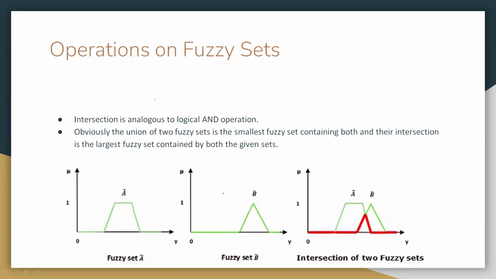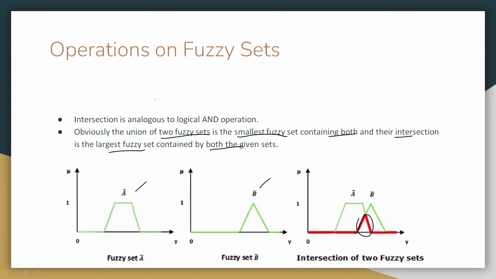So you can see that the union of two fuzzy sets is basically the smallest fuzzy set containing both. And their intersection is basically the largest fuzzy set contained by both the given sets. Containing both means, because it is a union, you need set A as well as set B. Whereas in the other one, whichever is the largest given by both sets together is taken for intersection. Say this is fuzzy set A and this is B. The intersection is shown like this. See this.